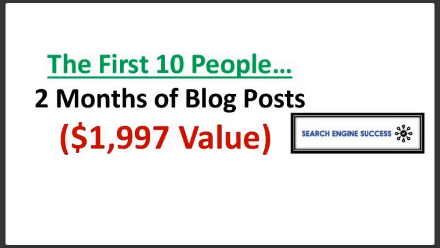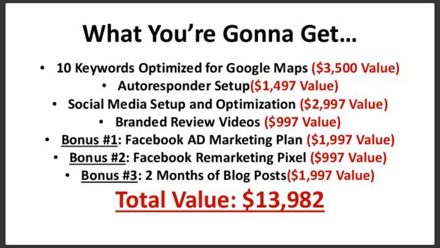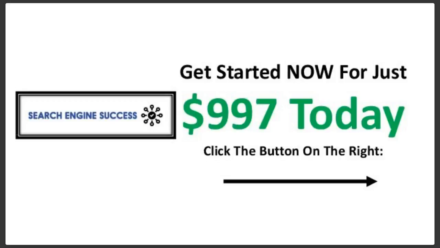And just to reiterate, only for the first 10 people, they're going to get 2 months free of blog posts, a $2,000 value. So guys, we're giving you all of this, a $13,982 value: 10 keywords optimized for Google Maps, autoresponder setup, social media setup and optimization, branded review videos. All this plus bonus 1, Facebook ad marketing plan, bonus 2, Facebook remarketing pixel, bonus 3, 2 months of blog posts, a total value of $13,982. All that for $997 a month.